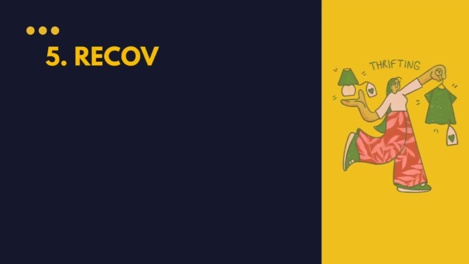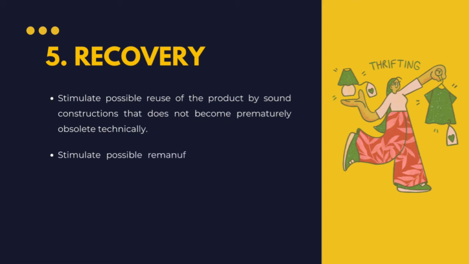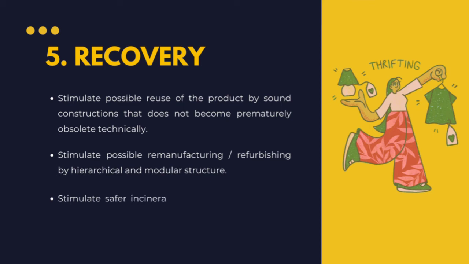Lastly are the guidelines for recovery: stimulate possible reuse of the product by sound constructions that do not become prematurely obsolete technically. Extend possible lifetime of a product, therefore decreasing need for new products. Stimulate possible remanufacturing/refurbishing by hierarchical and modular structure. Extend possible lifetime of parts and components and therefore decrease need for new products. Stimulate safer incineration by concentrating toxic materials and providing easy removal. Decrease hazardous emissions from incineration process.